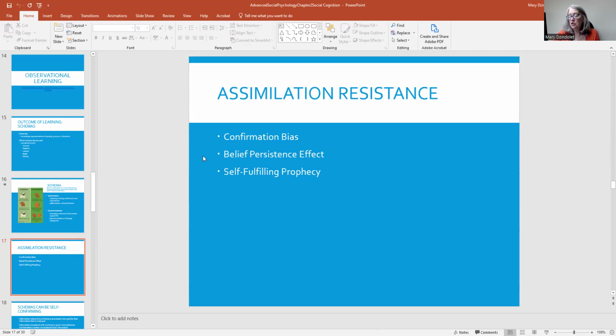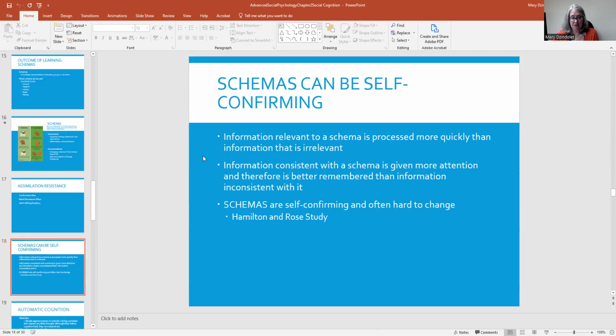Okay, so these are all, your book calls them assimilation resistance. Because of this schema, and for some other reasons, schemas can be very self-confirming. Once you have a stereotype or a schema about something, you really have to be bombarded with information that's inconsistent with it for you to actually change your mind and create a new schema. And here's some reasons why.